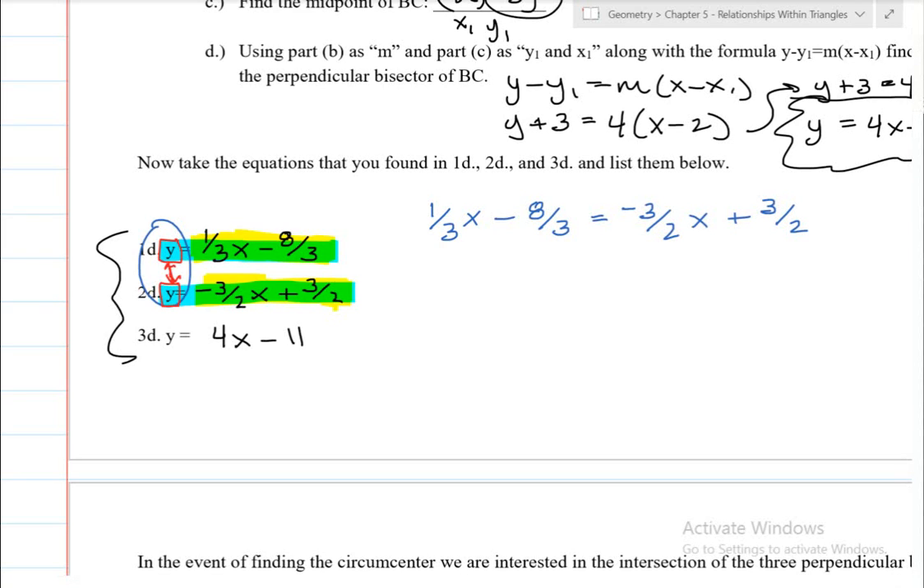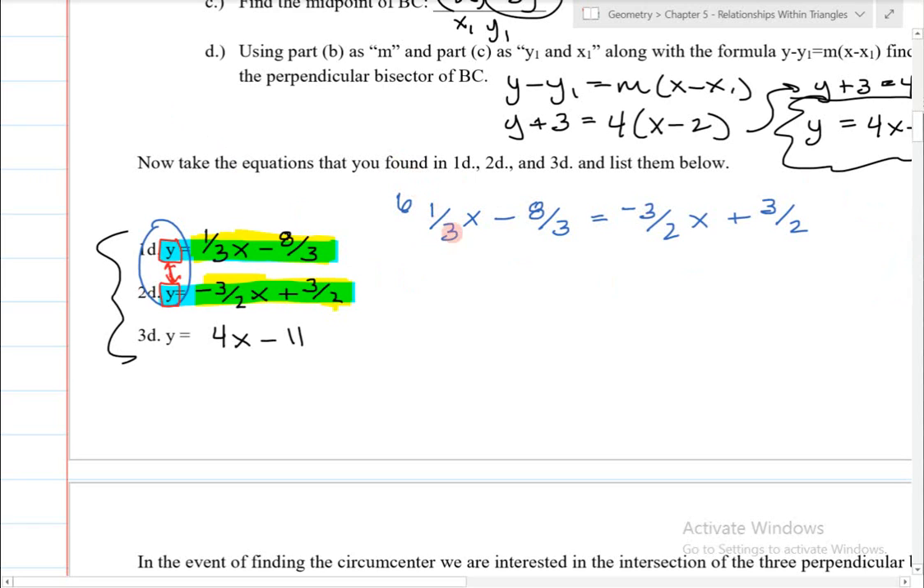Now this is why I wanted to use these two equations. Got a lot of fractions up there, right? How can I get rid of those fractions? Just multiply. Okay, so I'm going to find a least common denominator. So what is that least common denominator going to be? 6. So what I want to do is multiply every single thing up there by 6.